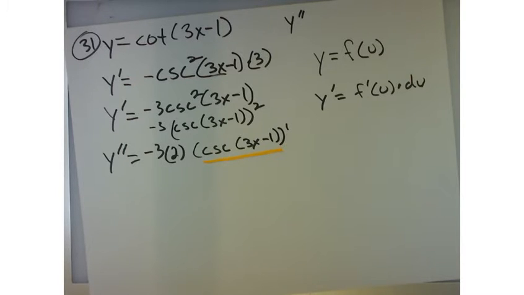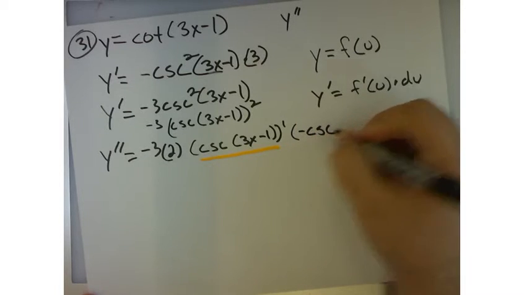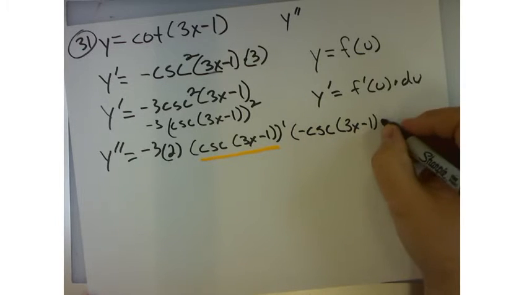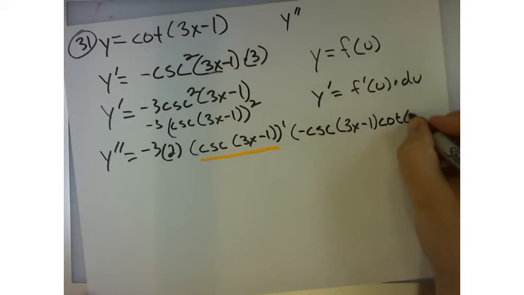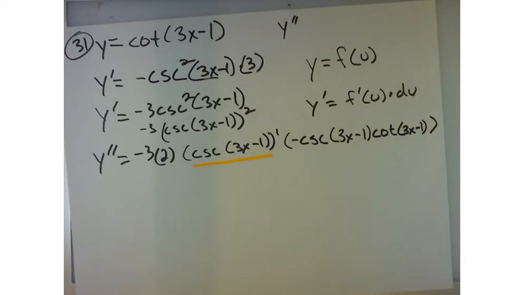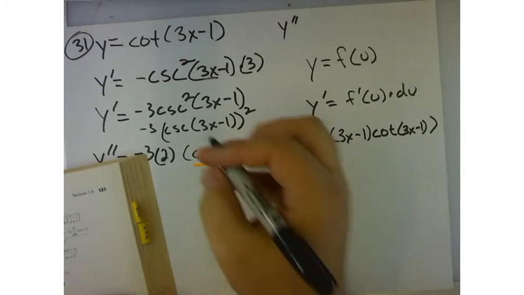Oh, what page is that on? I have it right in front of my face, but I want to find the page number to write down for the notes. Negative cosecant times cotangent is the derivative of cosecant. Negative cosecant of this stuff times cotangent of that stuff. Okay, so that's the derivative of that, but now I've got to tack on the derivative of this stuff on the inside, which is what? 3. And so I'm just going to toss that to the front.